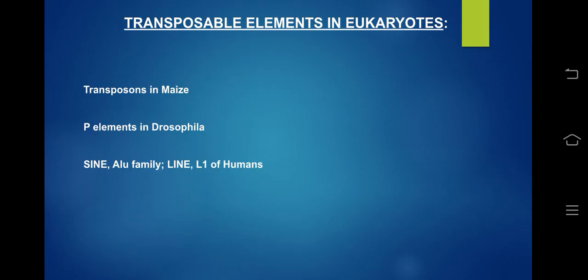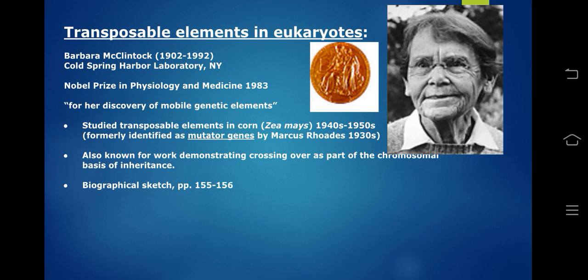Transposable elements in eukaryotes: transposons in maize, P elements in Drosophila, the SINE Alu family, and LINE L1 of humans. Barbara McClintock, 1902 to 1992, Cold Spring Harbor Laboratory, New York. Nobel Prize in Physiology or Medicine in 1983 for her discovery of mobile genetic elements.